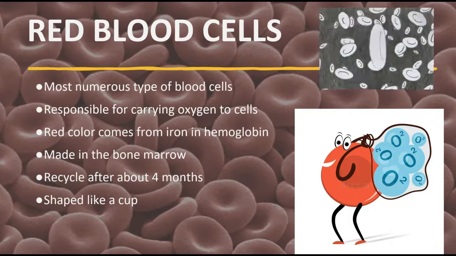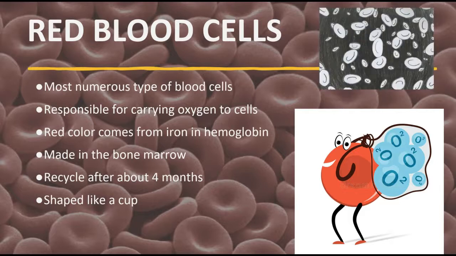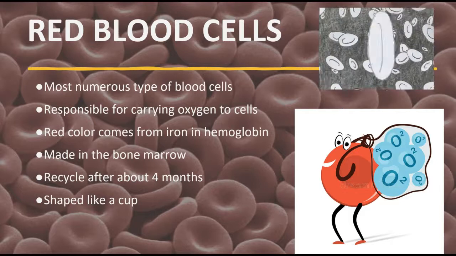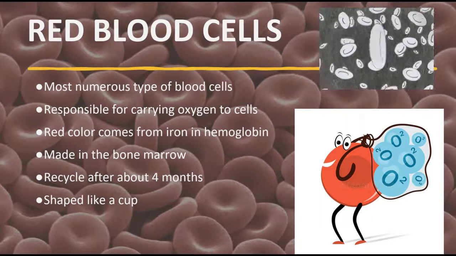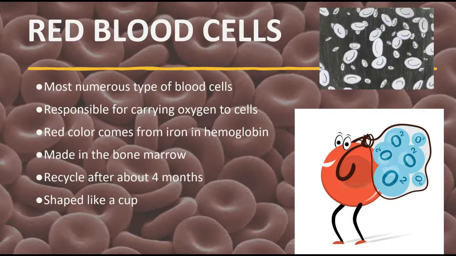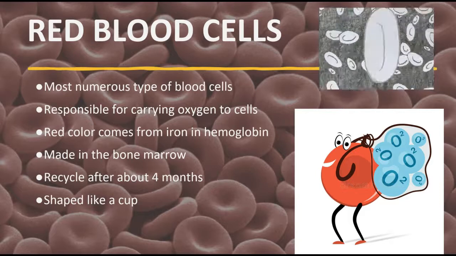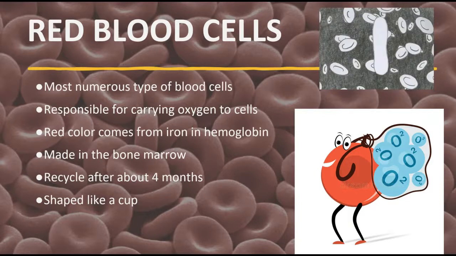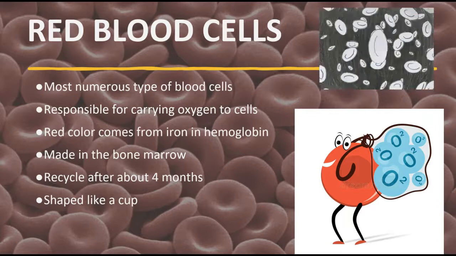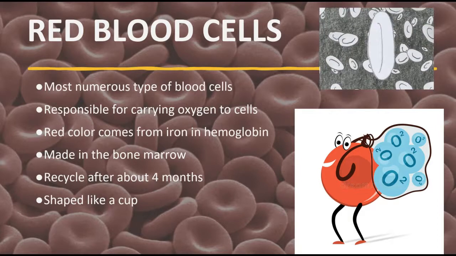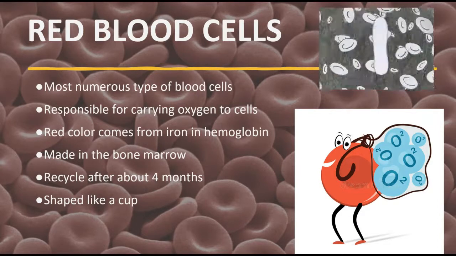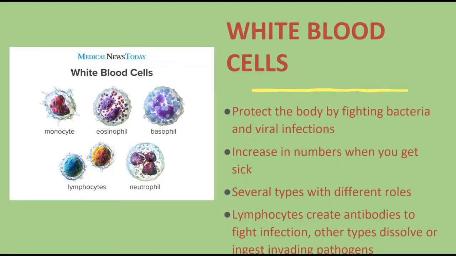Red blood cells are made in bone marrow, and their lifespan is about 4 months before they are replaced. And they are shaped like a flat cup. And you can see the GIF there in the top right hand corner that helps show you the shape. Then we have white blood cells.